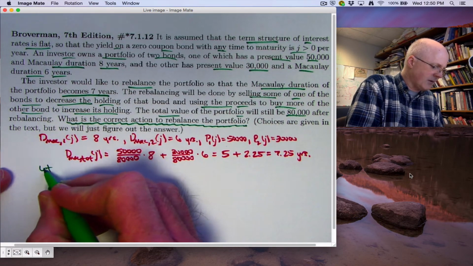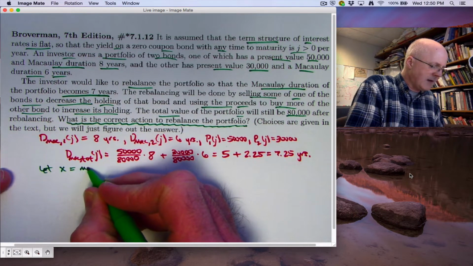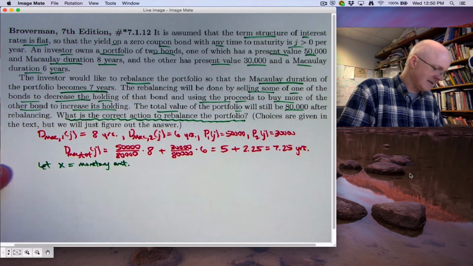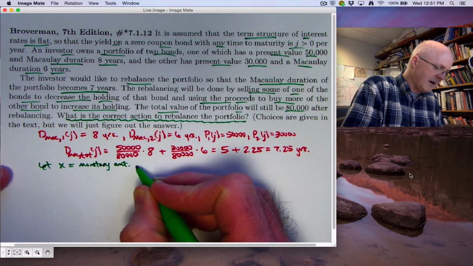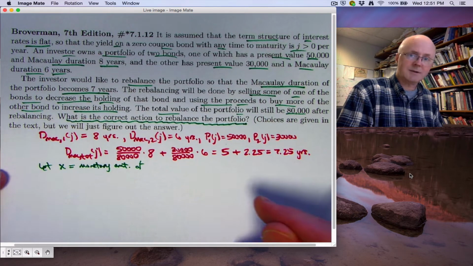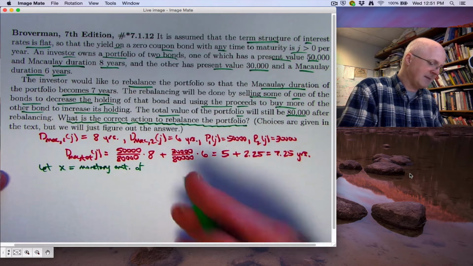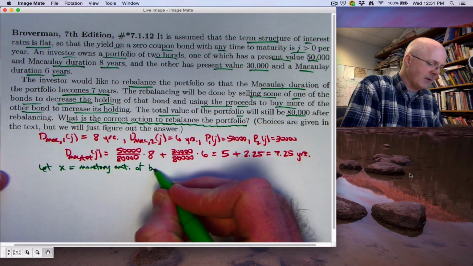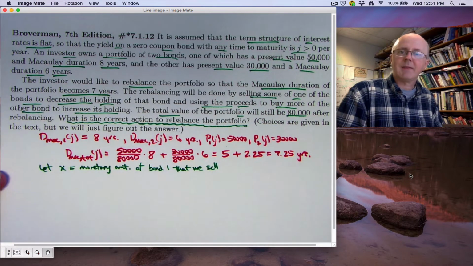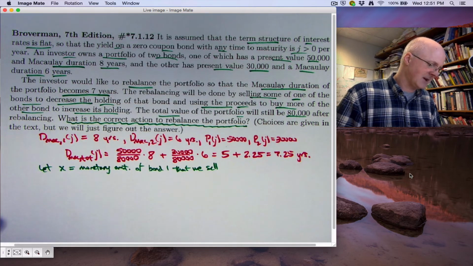We have an unknown to solve for. Let's let x be the monetary amount. Monetary amount is what that says. A little hard to see the R there. Of, well, what should it be? We want to reduce the duration. We want to make it closer to 6 than it is. We want to buy more of bond 2 and sell some of bond 1. Let's let x be the monetary amount of bond 1 that we sell. And that would, of course, then, by the statement of the problem, be the same as the monetary amount of bond 2 that we buy. I won't bother writing that to save some time here.